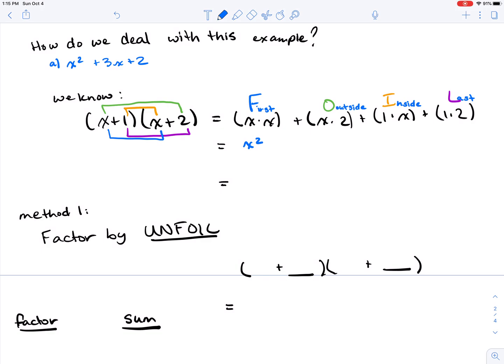I look at the outside, which is x times 2. So that gives me 2x, because I like to put the coefficients first. If I look at the inside, it's 1 times x, so that gives me x. And last is 1 times 2, and that gives me 2. So I know that equals x squared plus 3x plus 2. But I want to work backwards.